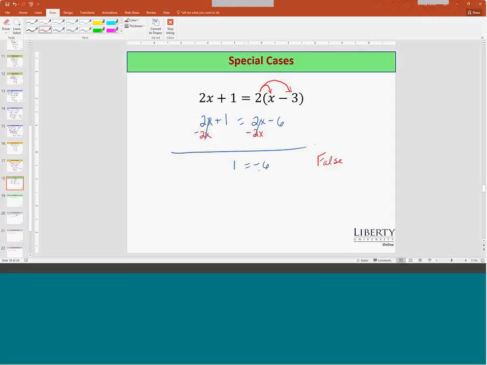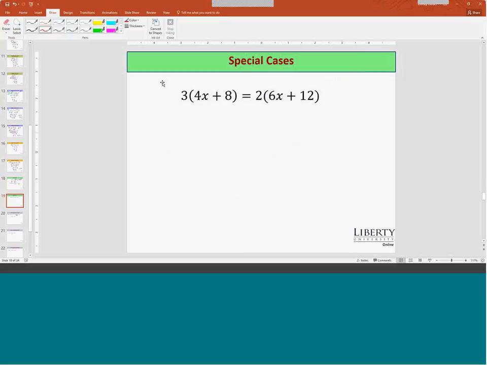When you solve an equation and it gives you a false result, 1 is equal to negative 6, 8 is equal to 20, 14 is equal to negative 2, that's a false statement. Therefore, there are no solutions for x that will make this statement true. So there are no values that we can put in place of x that make this equation true. So this equation has no solution. It's our special case for x.